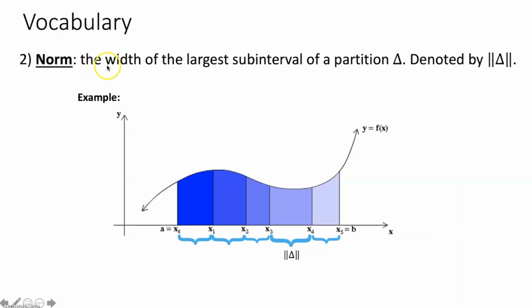Now, the norm is going to be the width of the largest subinterval of partition delta, denoted by the delta symbol with 2 bars on either side. Just like we said before, the width of your subintervals are not always going to be uniform. They're not always going to be the exact same. Sometimes you will be given subintervals that have different widths. And when you do, just know that the width of the largest subinterval, in this case, from x sub 3 to x sub 4, is going to be called your norm, and it's denoted by this symbol right here.